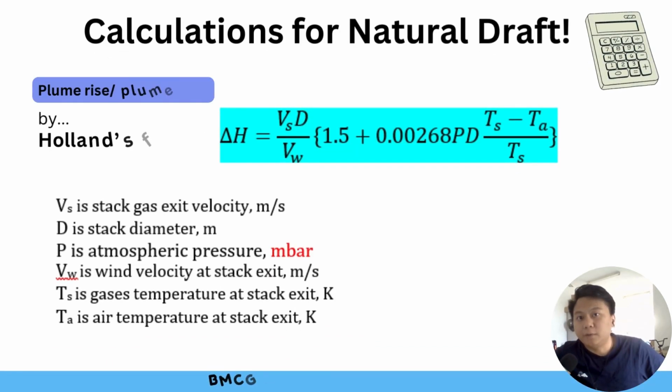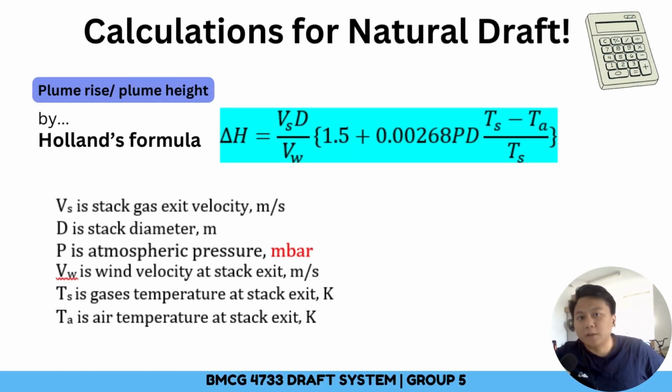And here is Holland's formula for calculating the plume rise, and what needs to be noted carefully here is that the atmospheric pressure is in the unit of millibar. It cannot be in other units, it must be in millibar.